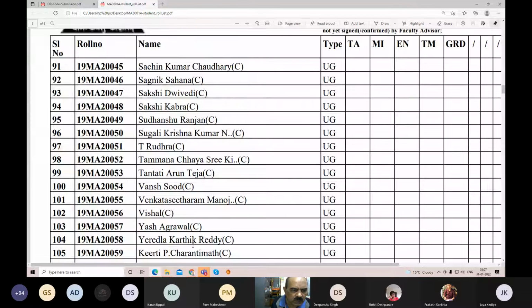Sachin Kumar Chaudhary, Shagnik Sahana, Sakhit Divedi, Sakhik Kabra. So many Sakhik. Then Sudhanshu Ranjan. Sudhanshu Ranjan is there? Sudhanshu Ranjan? Anybody from this group? Sir, 94 present. Sakhi, you will be the group leader. Okay. 94. Sir, 97 present. Okay.